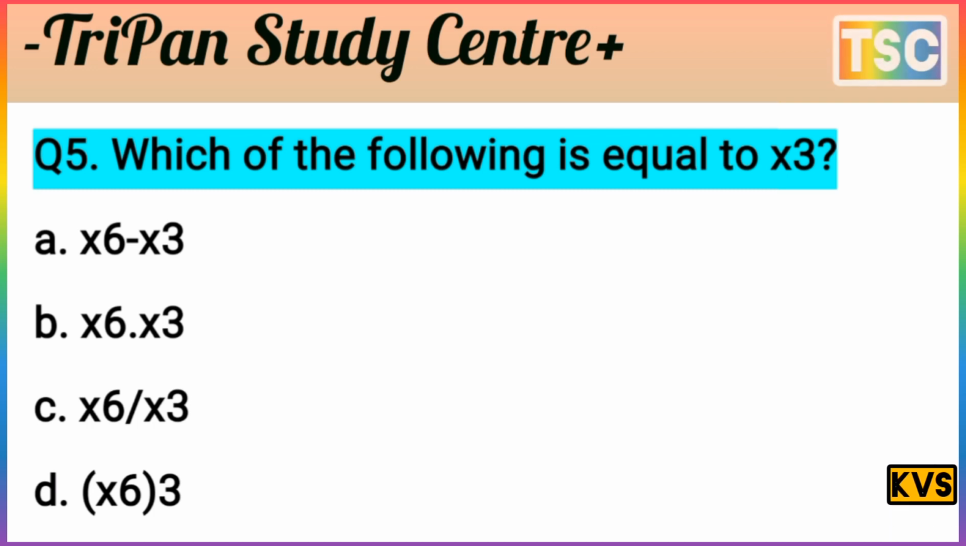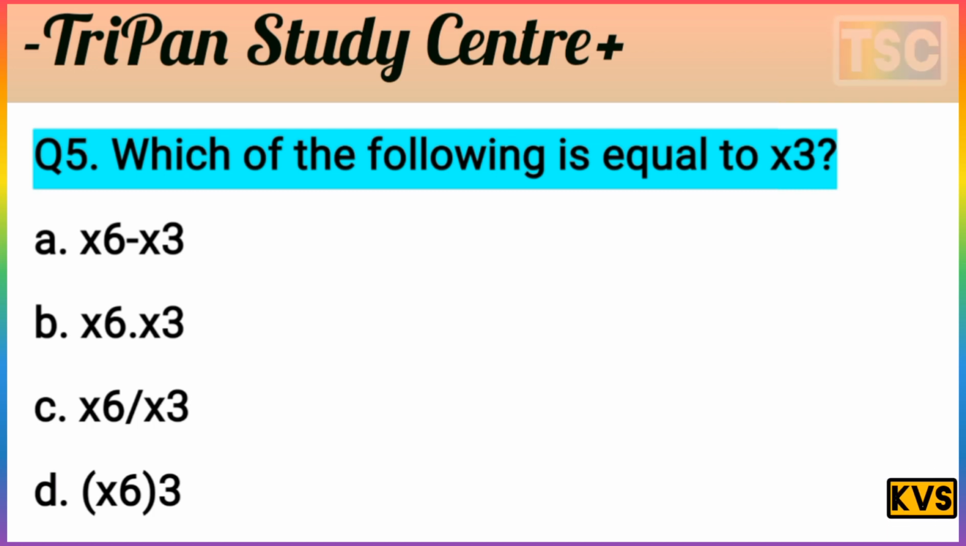And see the D option. D option is x power 6 to the power 3. Power of a power means the powers are multiplied, so the answer is x power 18. Okay, so D is also rejected.